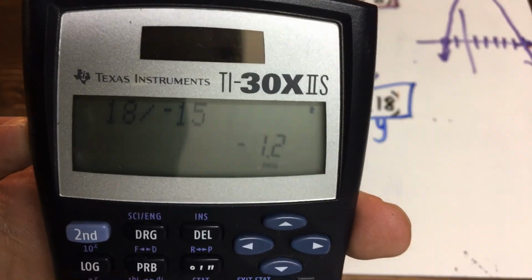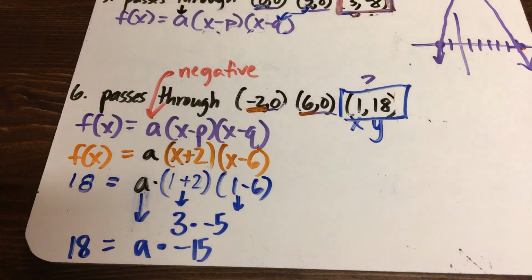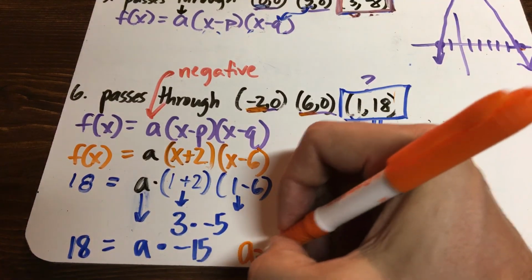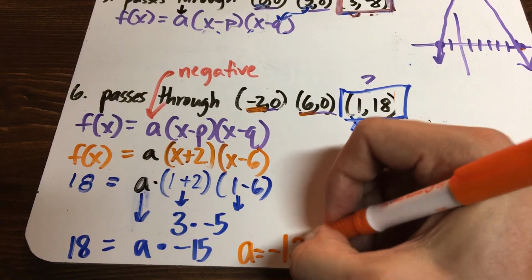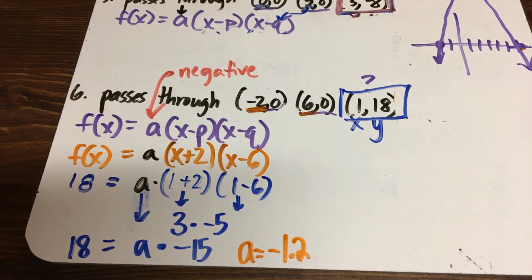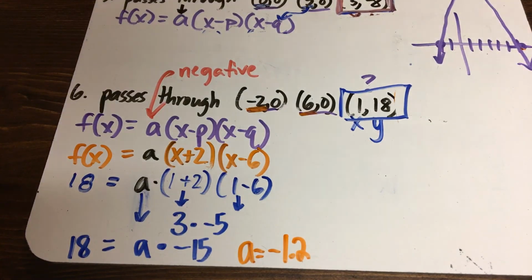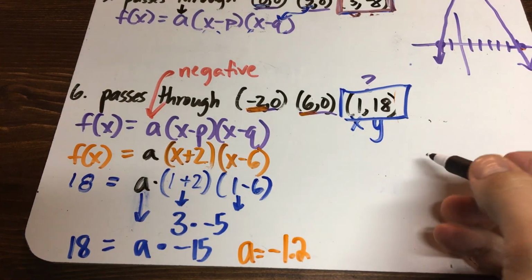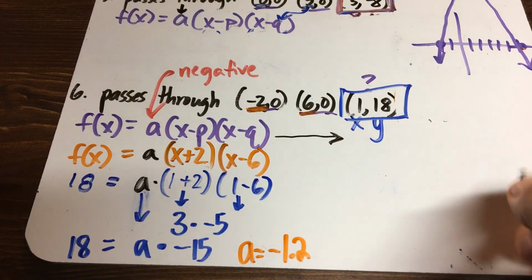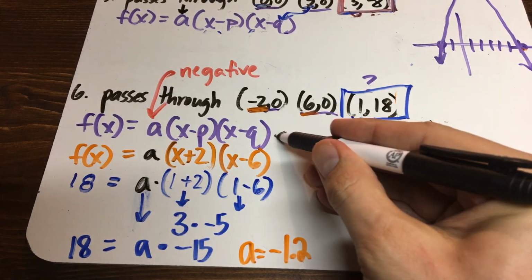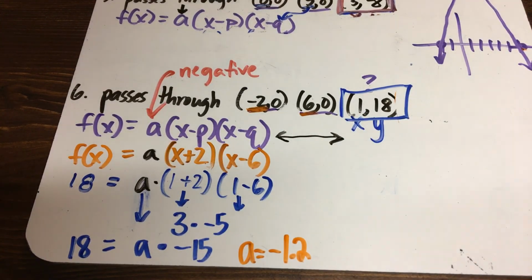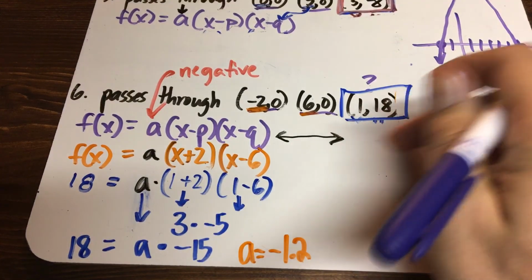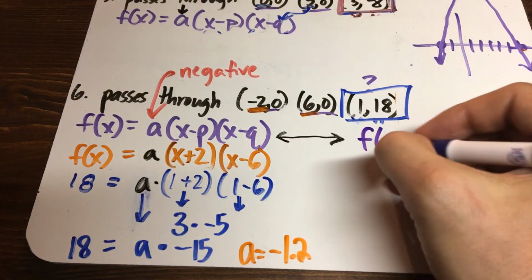-1.2. That's -1 1/5, right? -1.2. So I figured out what A is. A is -1.2. So I'm ready to make my final answer. This is where you have to take all the stuff that we did and actually put it all back together in this original formula, right? So here's my original formula from right here. I'm going to replace the things that I just figured out.